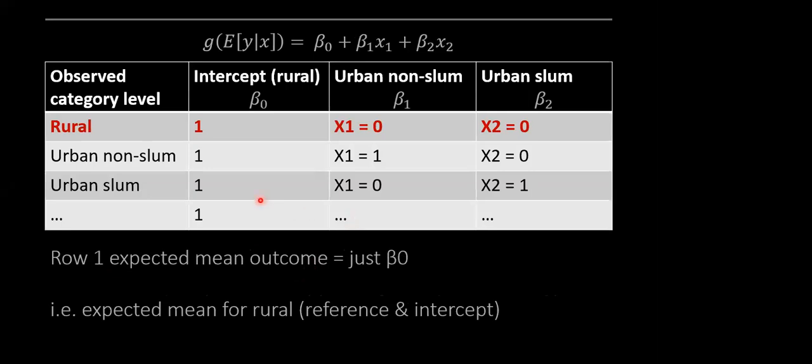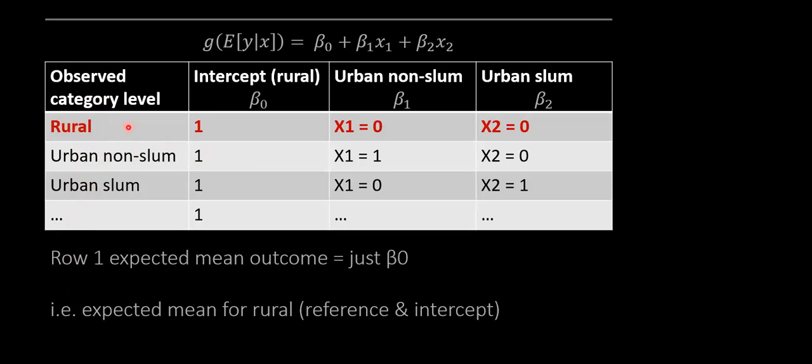Okay, so just to see how this works in the data set. Over here, we've got the observed category level. We've got our independent variable for facility location, and it's either rural, urban non-slum, or urban slum. We'll just pretend these are the first 3 observations in our data set. But in practice, this is going to extend far down with lots of other observations.